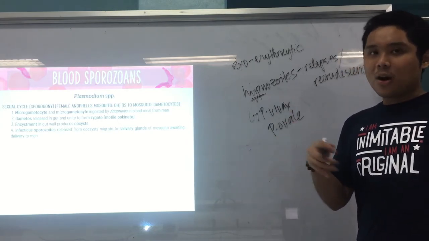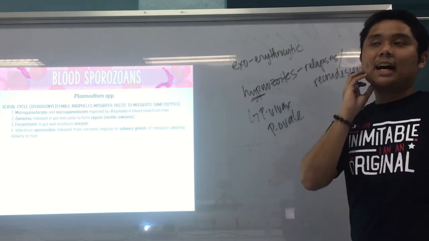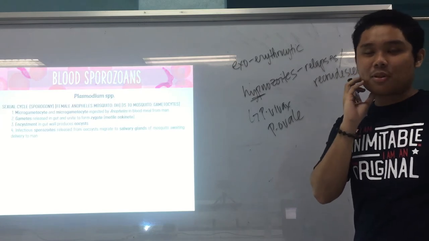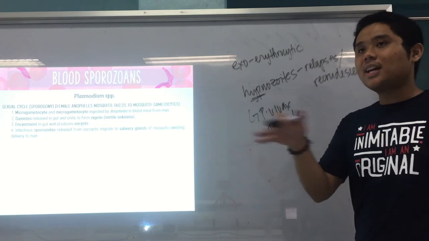Alright? So from the oocyst, sporozoites are released. Sporozoites are then transferred to the salivary glands of the mosquitoes, which is now ready to infect another person. So the cycle goes on.